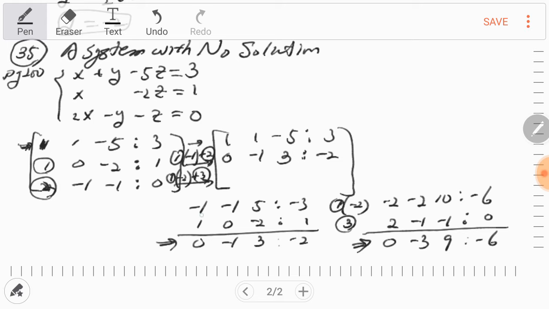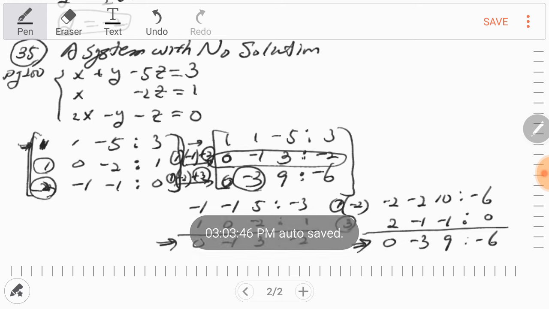So the coefficient of x is 0, -3, 9, and -6. So we just rewrote the first matrix by making the x coefficients of the second and third row zeros. From here, now use the second row. This time I will use the second row to make -3, 0, which is the y coefficients of the third row.